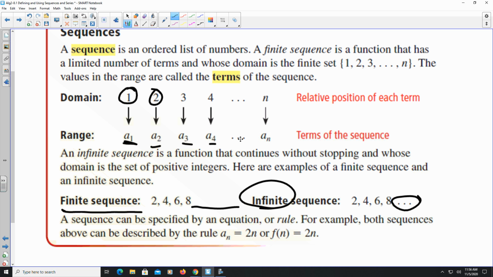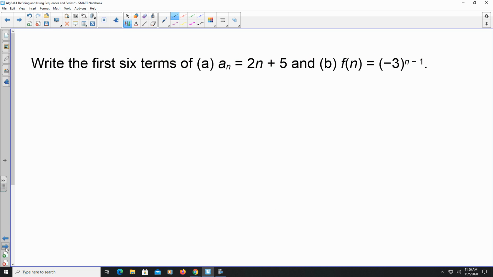So, first thing is we are going to be given a rule, and in this case, we have a rule right here, which is 2n plus 5. They want us to find the first 6 terms of this. So what I would like you to do, like what they did in the directions, is rewrite the 6 terms as A1, A2, A3, A4, A5, and A6. So all you're going to do is replace whatever n is with the number in the sequence.